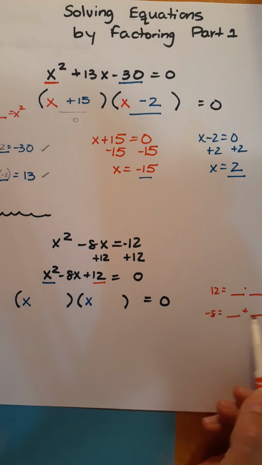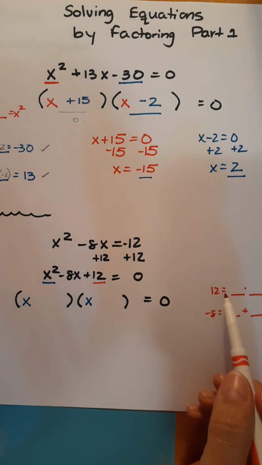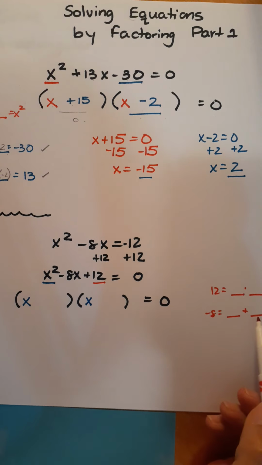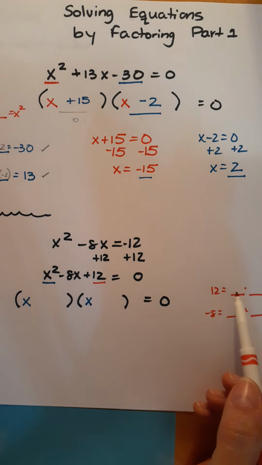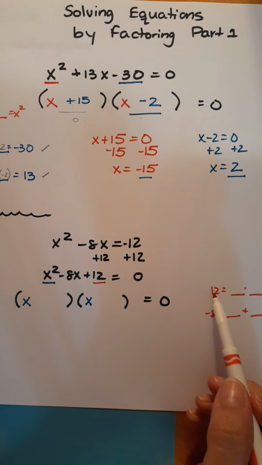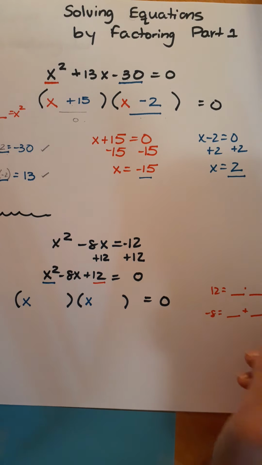Now, this is a positive number, and that's a negative number. If when we add them we get negative 8, at least one of them has to be a negative number. But when we multiply, it's going to be positive. So that means if I'm working with a negative number, both have to be negative, because if one's negative and one's positive, guess what? Your answer is going to be negative. So we have to figure out what two negatives give me 12 that when I add them up, give me negative 8.